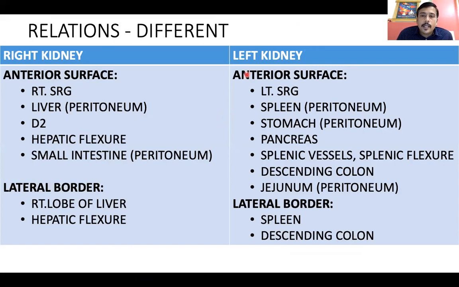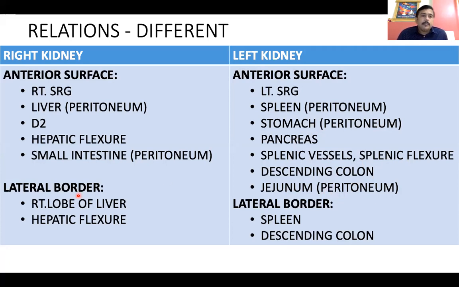Whereas the anterior surface of the left kidney is related with the left suprarenal gland, the spleen separated by peritoneum, the stomach once again separated by peritoneum, the pancreas, usually the tail part of the pancreas, the splenic vessels and the splenic flexure of the colon, and part of the beginning of the transverse colon, then the jejunum, which is once again separated by the peritoneum here.